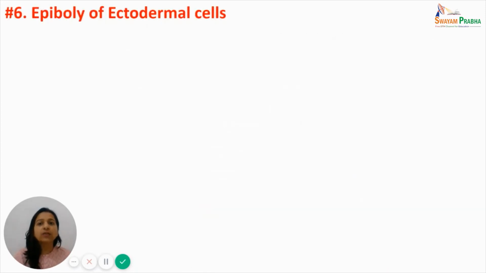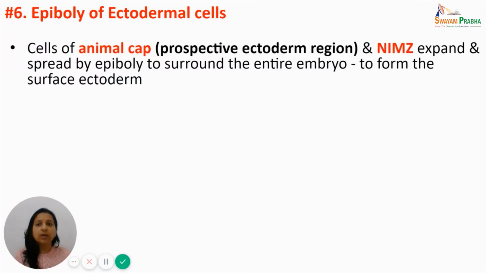Along with this, the ectodermal cells undergo epiboly during gastrulation. Now, the cells which are present at the animal cap, which are the prospective ectodermal cells as well as the non-involuting marginal zone cells, they undergo expansion and spread by epiboly so as to surround the entire outside of the embryo, and thus they help form the surface ectoderm.